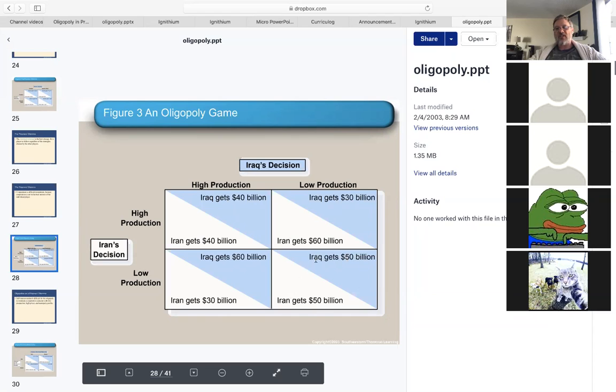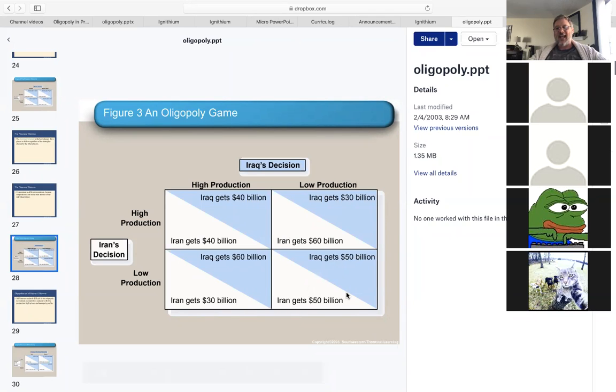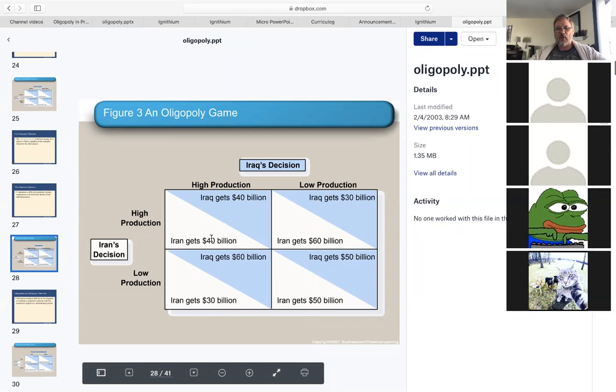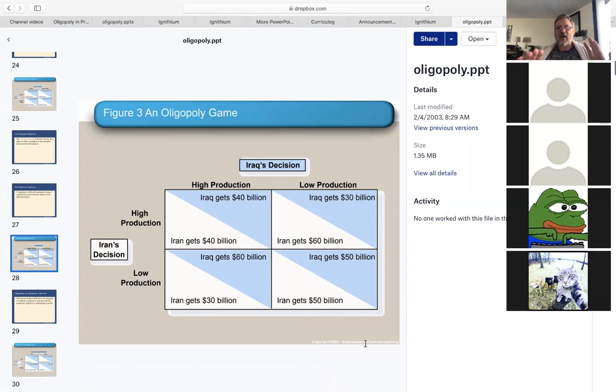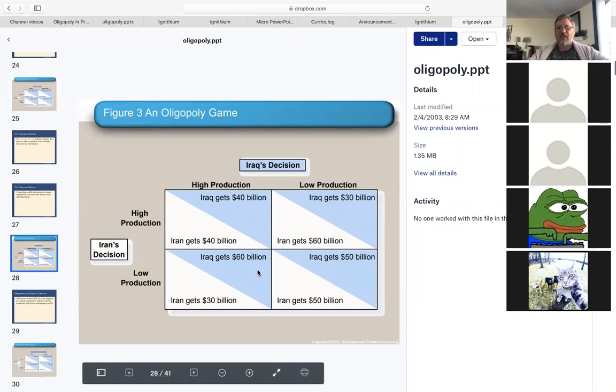The cooperative solution, notice they would both be better off, and the industry overall would be better off. There would be low production, and they would each get $50 billion, totaling $100 billion instead of 40 and 40, a total of 80 billion for the industry. So I'll ask, does anybody have any questions about that analysis? You could go back and review this video later, but I want to make sure that you feel comfortable with the Nash Equilibrium and the cooperative solution.